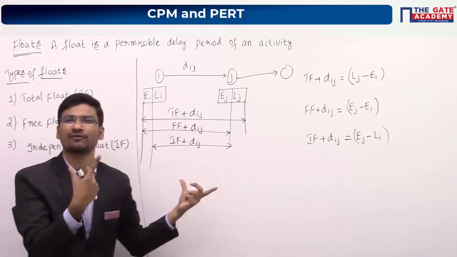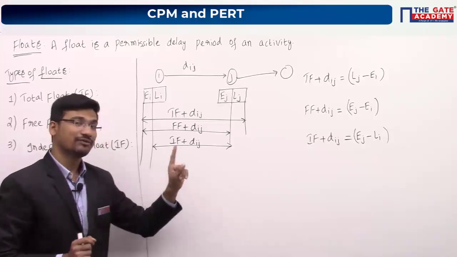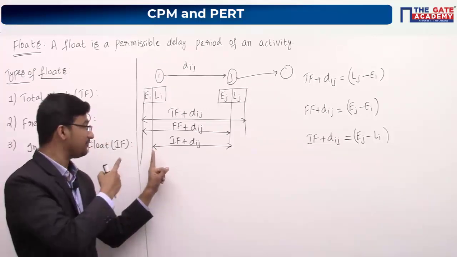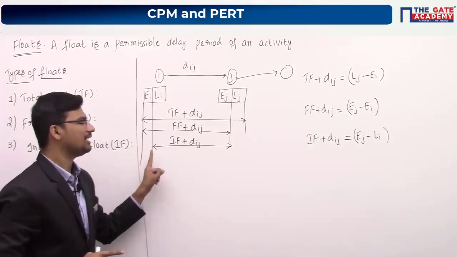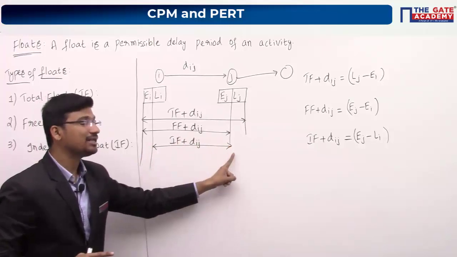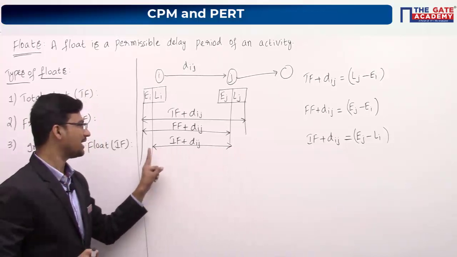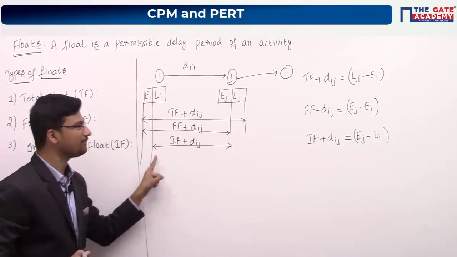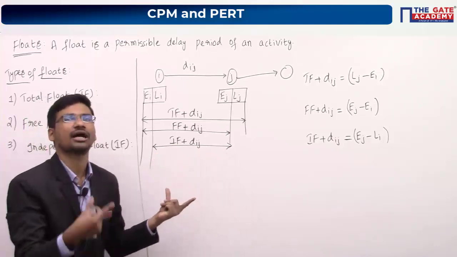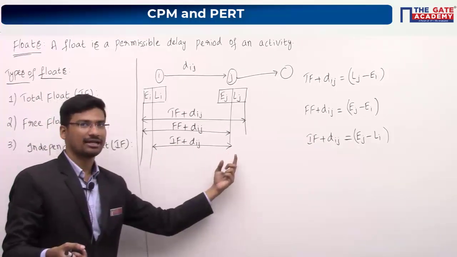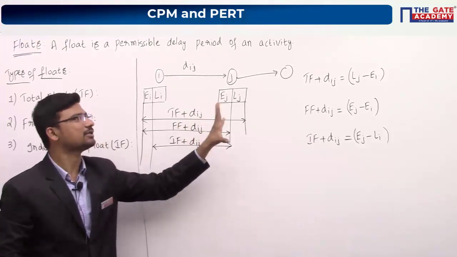You can increase your number of resources and quickly finish your activity. Even if the preceding activity is completed at latest finish time, you should end that particular activity at earliest finish time. You are starting this activity at latest start time, but finishing it at earliest finish time. That means you are providing some extra resources and finishing it at earliest finish time. So these are the definitions for these float values.